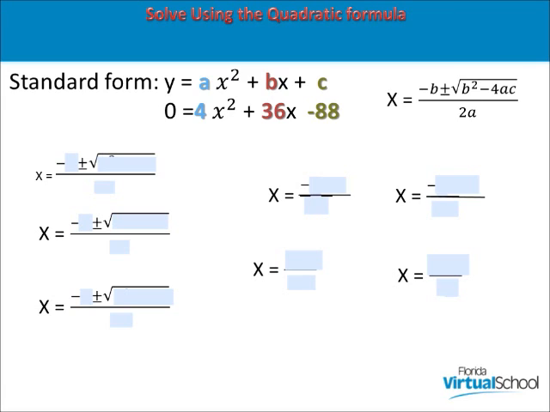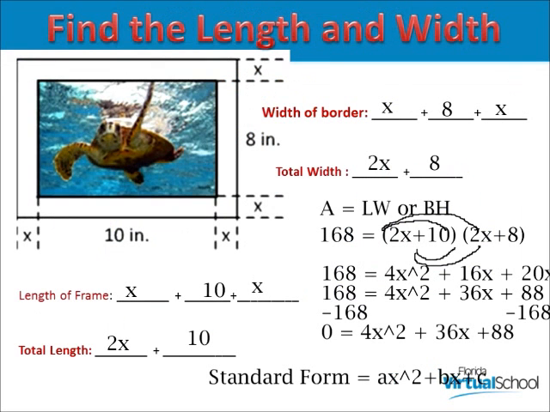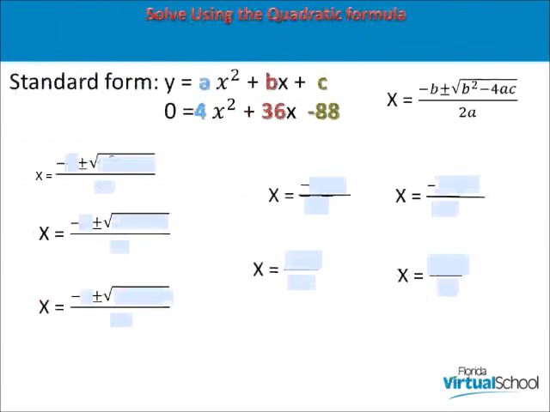All right, so now we're going to use the quadratic formula. We have our 4X squared plus 36X, and we have a minus 88 there. All right, hold on one second. It should be a plus 88. Hold on one second.